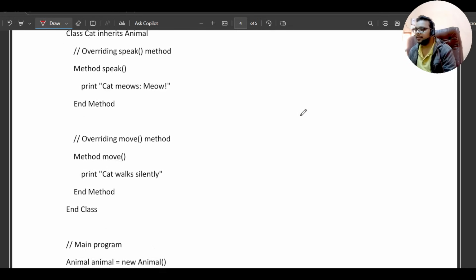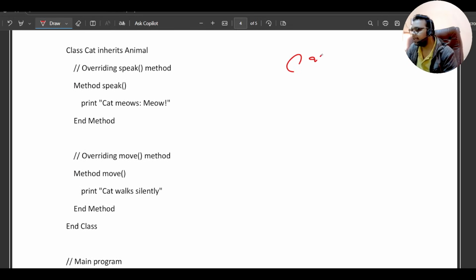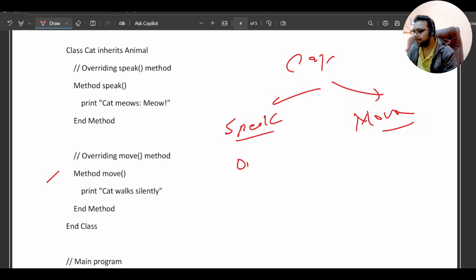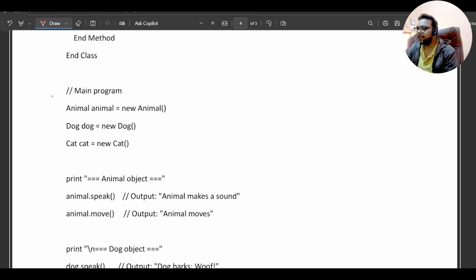Okay, then we have Cat. So again Cat will have speak. Okay, and it has move. Okay, and both methods are overridden. Both methods are overridden. Okay, because it doesn't have any separate method. Also it is providing the definition for both of the methods. Now we have the main program.